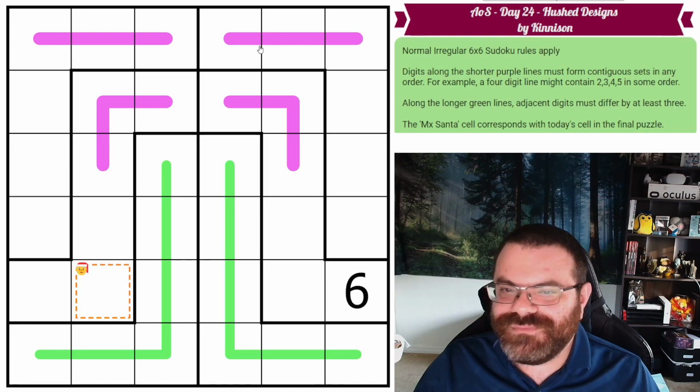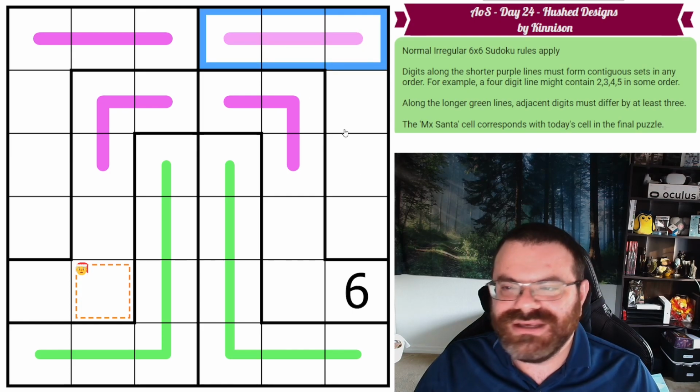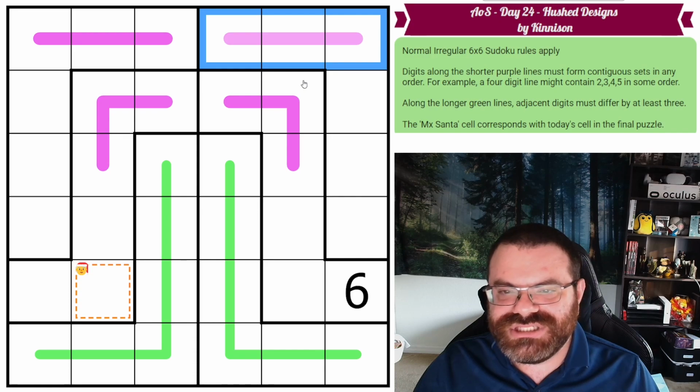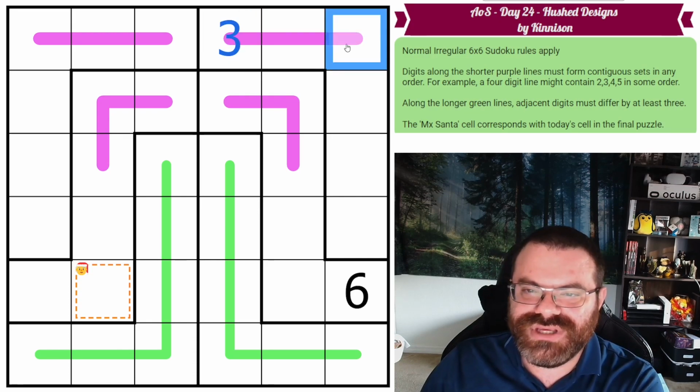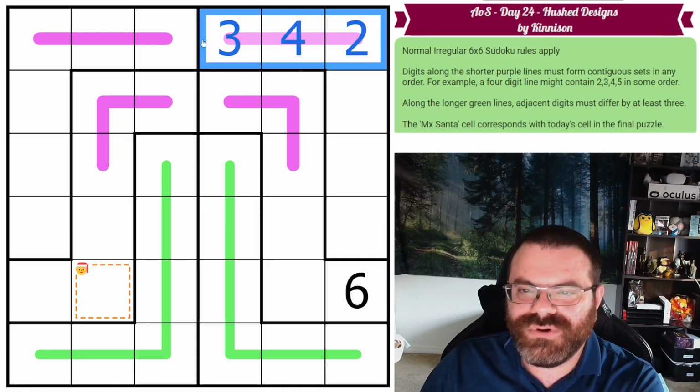In addition to that, we have purple lines in the grid, which are Renban lines. They have to be a consecutive set of digits in any order. So I could do, for example, 3, 2, and 4. 2, 3, and 4 are indeed consecutive, so this would be fulfilled.